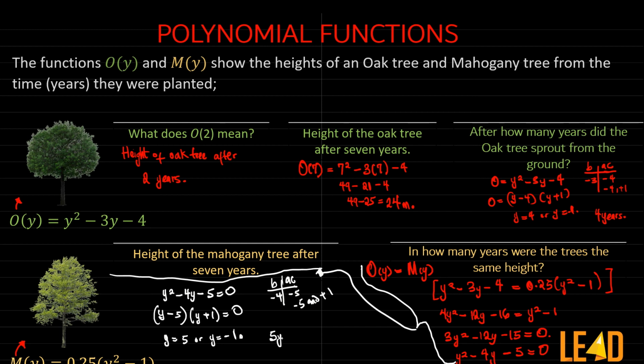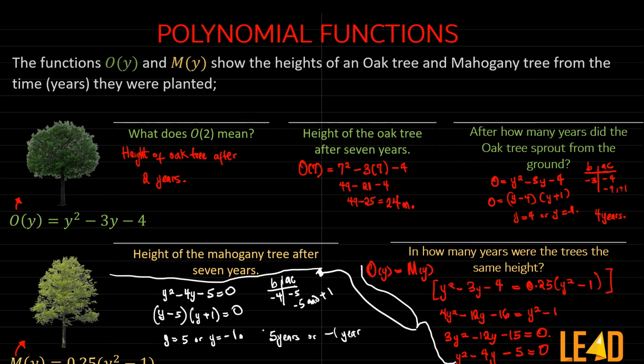So it could be 5 years or minus 1 year. I don't know if that will be year or years now, I'm not sure. But 5 years would be the preferred option, right? Because it's unlikely that you're trying to figure out 1 year before you planted it. So after 5 years, the mahogany trees were the same height.